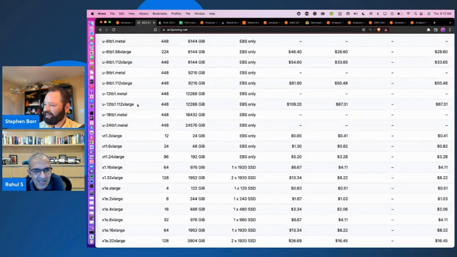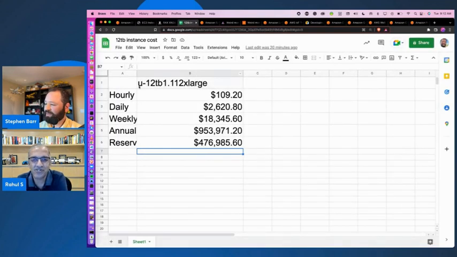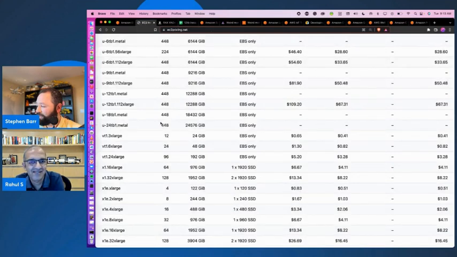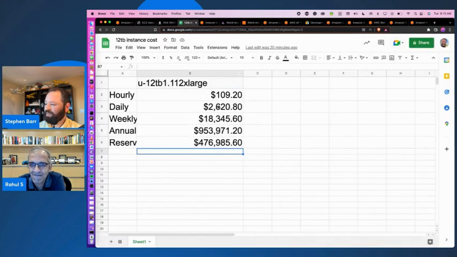Well, let's go through the calculation. So on the pricing page, the 12TB.112XLarge is $109.20 an hour. And this is 448 cores, correct? Yes, 448 cores for 12 terabytes of RAM, EBS only. So yeah, $109.20 is your on-demand pricing. If you were to do this in the least efficient way possible and get on demand for a year, it would be almost $1 million.